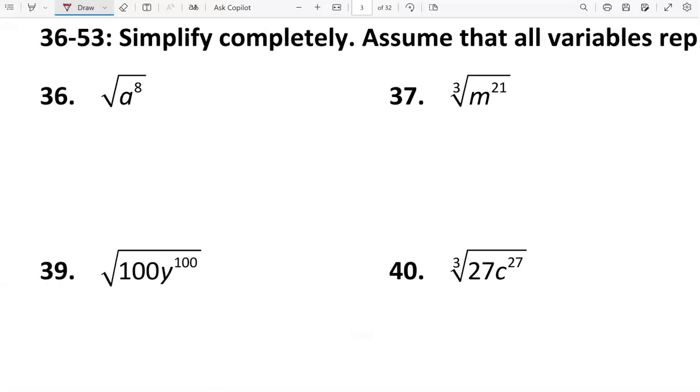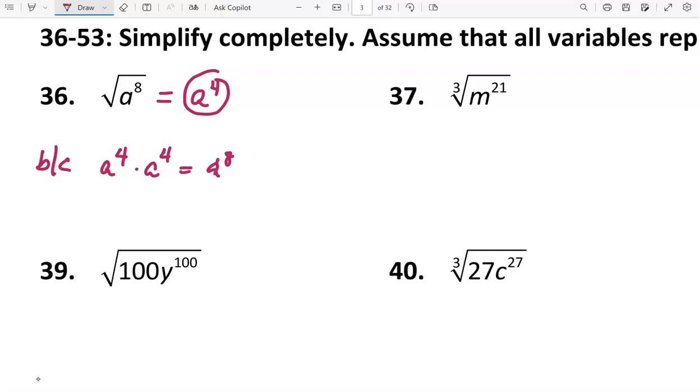In 36, the square root of a to the 8th is a to the 4th power. And if you're thinking about why is that true, that's because a to the 4th times a to the 4th is a to the 8th. We're not taking the square root of 8, we are taking the square root of a to the 8th power.